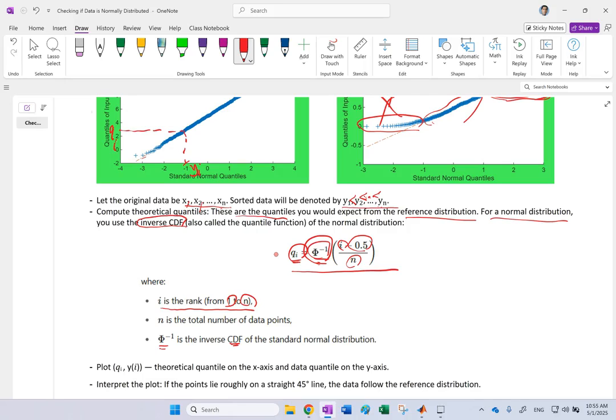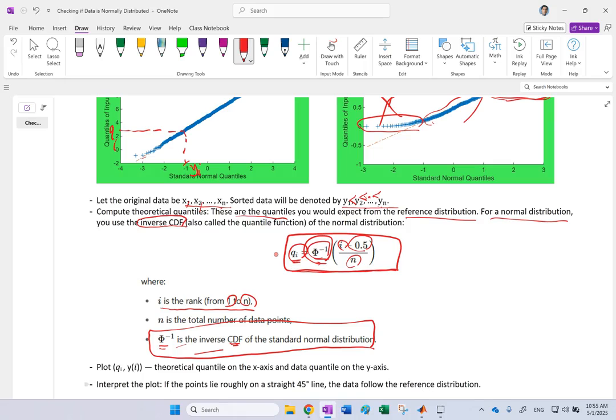And the qi is coming from this formula here. Okay, so you pass the index number i minus 0.5 divided by n, pass it to phi inverse, and this phi inverse is available in tables. Okay, the inverse CDF function of a normal distribution is available in lookup tables or in built-in functions that use lookup tables, like in MATLAB, in Python, and so on. You can just get the inverse CDF of normal, and that will give you the qi, and then you plot yi versus qi.